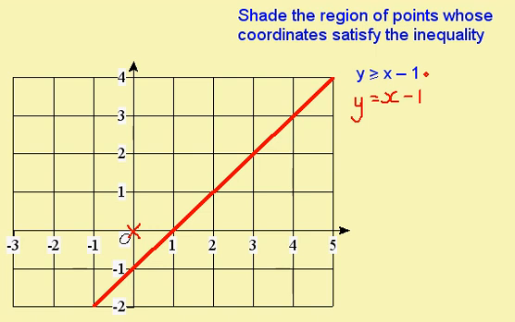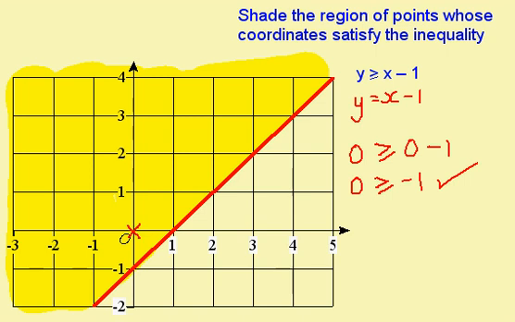I'm going to substitute in a y value of 0 and an x value of 0. So I have 0 is greater than or equal to 0 minus 1. 0 is greater than or equal to -1. I can see that this is true, so I must have chosen the right region.